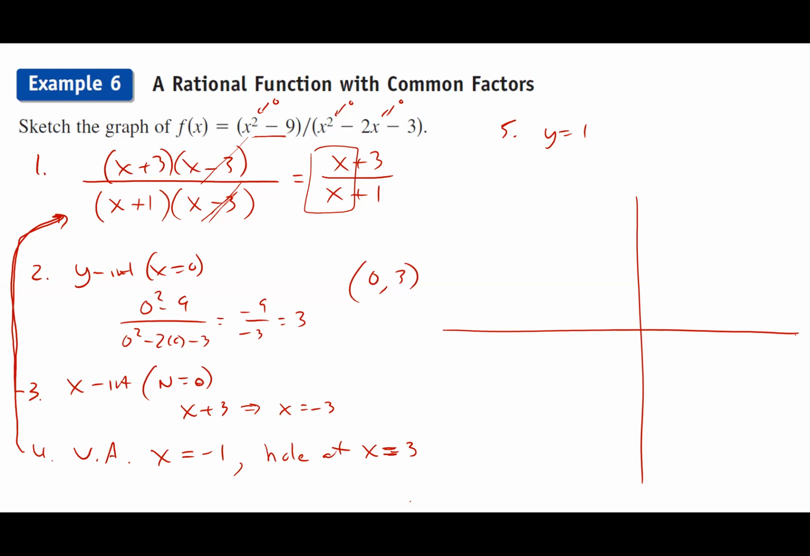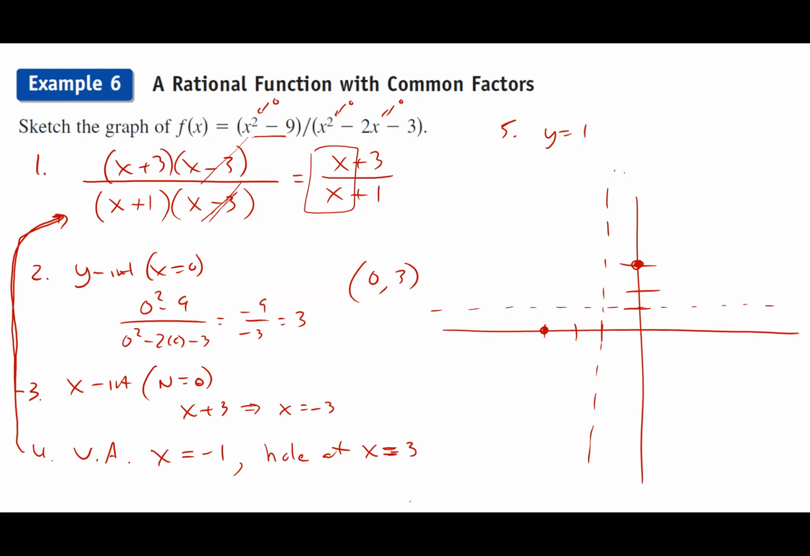And so 0, 3, 1, 2, 3. There's my y-intercept. Here's my x-intercept right there. My vertical asymptote at -1. My horizontal asymptote, y equals 1. There's that. And we're past time here.